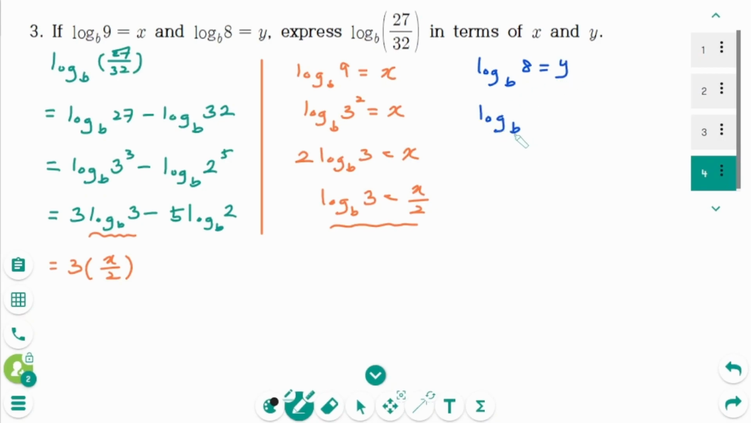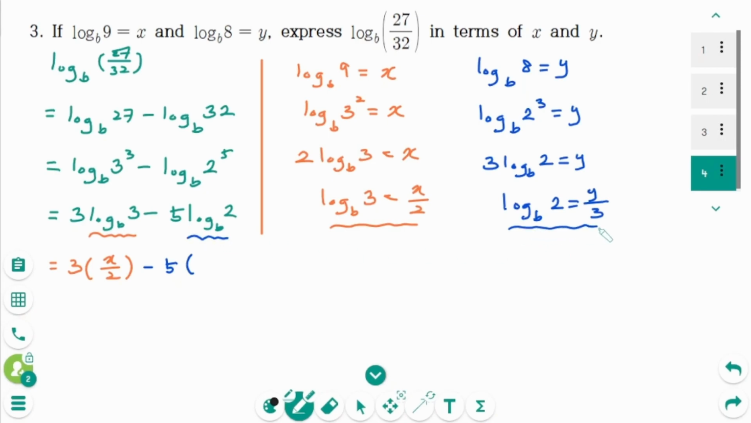Then the second one, log base b of 8 equals y. Then log base b of 2 cubed equals y. Then 3 moves here. Then log base b of 2 equals y. Then divide by 3 on each side. Log base b of 2 equals y over 3, then back to the original, minus 5 times this part is here, y over 3. Then the final answer is 3x over 2 minus 5y over 3.